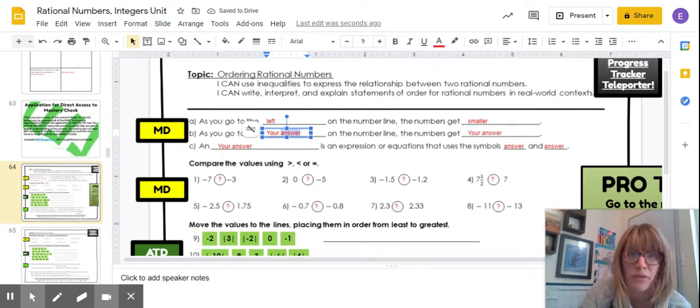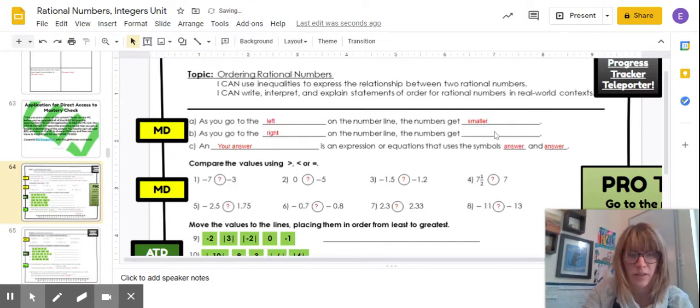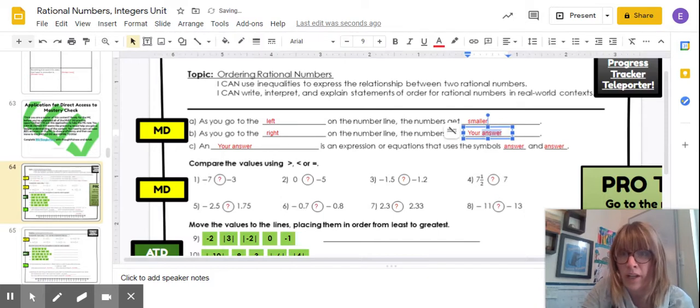As you move to the opposite of that, if you move to the right, then the numbers are going to be getting bigger. So wherever you start on the number line, whether you start at zero or you start at negative 100, if you move further left, your numbers are going to keep getting smaller. And if you move further right, they're going to be getting bigger or have more value.